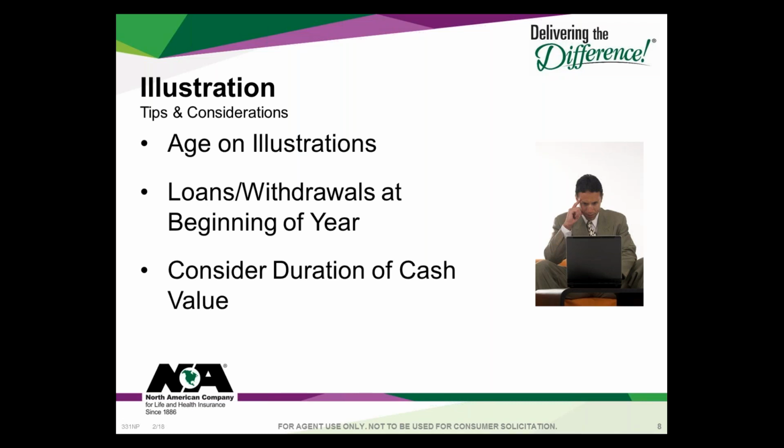And of course, with North American on our current products, where there are no charges beyond age 100, you're going to see the same amount from age 100 to 120. So if you want, you could just as well show it to 120 as well.